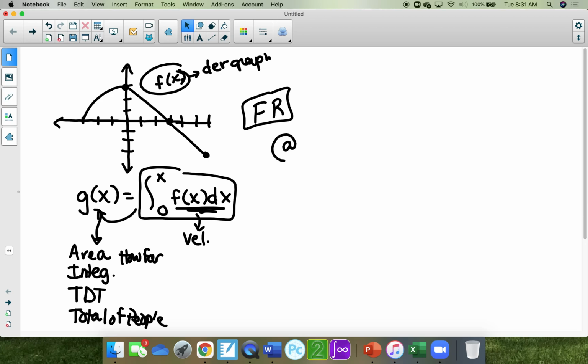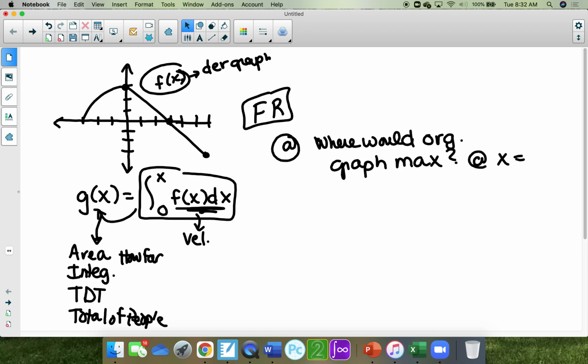I'm just going to ask some questions. Where would the original graph have a maximum? And the original graph would have a maximum at x equals what? Well, if this is the derivative graph, all of these slopes are positive and all of these slopes are negative. It's where you go from a positive to a negative, so at x equals 3.